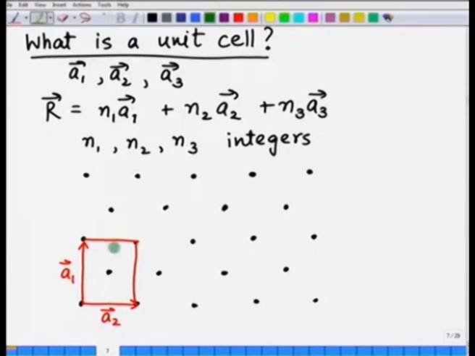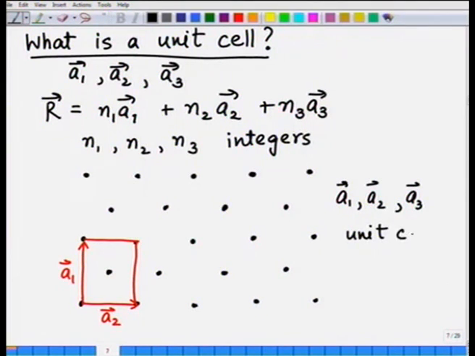So, three vectors A1, A2, A3 define a unit cell. They are not necessarily the smallest volume, which we will see. By changing the magnitudes of A1, A2, A3 or the angles between them, we get different unit cells.